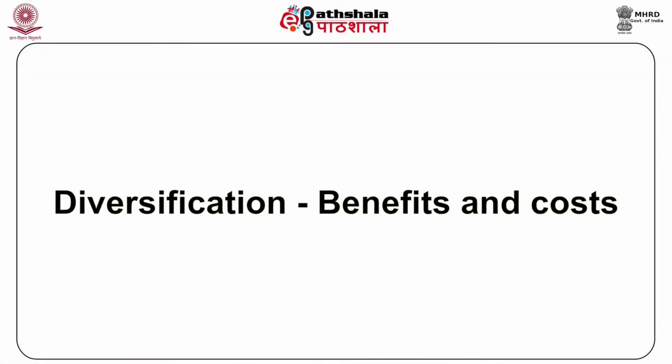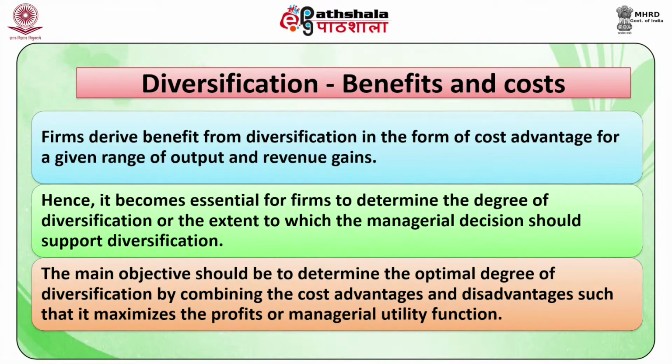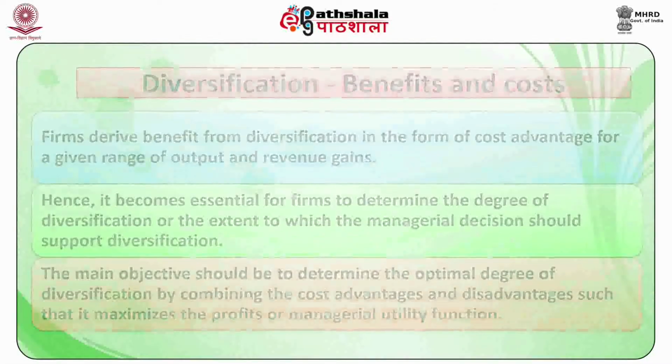Benefits and costs of diversification. Firms derive benefit from diversification in the form of cost advantage for a given range of output and revenue gains. Hence, it becomes essential for firms to determine the degree of diversification or the extent to which the managerial decision should support diversification. The main objective should be to determine the optimal degree of diversification by combining the cost advantages and disadvantages such that it maximizes the profits or managerial utility function.